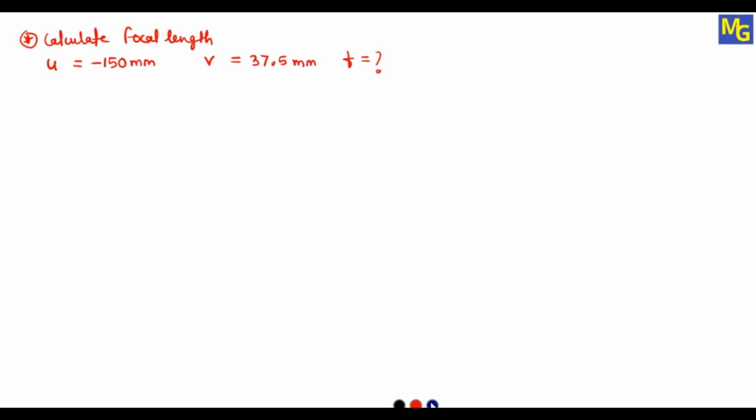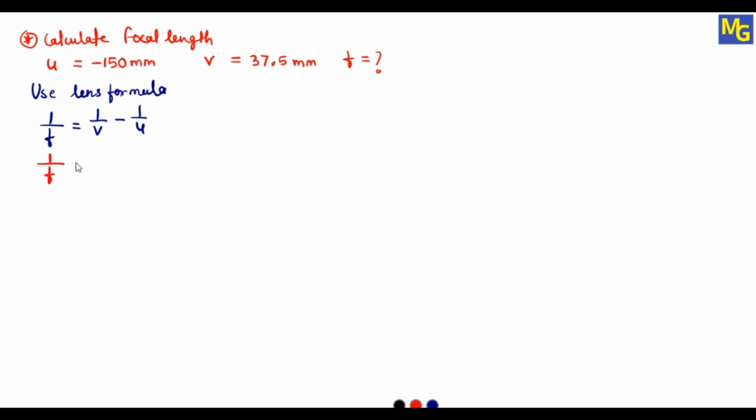So which formula can we use? Use the lens formula. Now what is the lens formula? 1 by f is equal to 1 by v minus 1 by u. No need to rearrange the formula because we want to find f, and f is on the left hand side. Therefore, directly substitute the values.